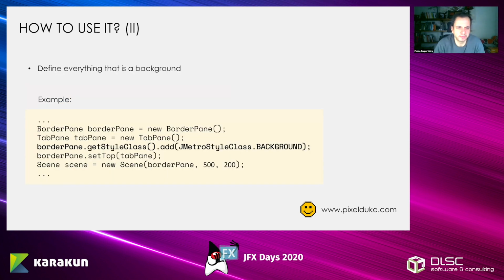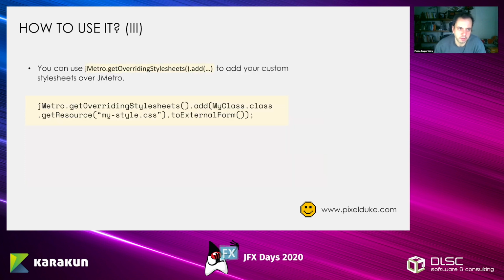You should also ideally define everything that is a background in your application, so that JMetro can style it. For instance, if you are using the dark style, JMetro can paint it with a dark color. If you're using the light style, JMetro can paint it with a light color. So here's an example. If you have a border pane and you add a tab pane to the top of the border pane, the border pane would be a good candidate for being a background. So you just need to add the style class background to the border pane.